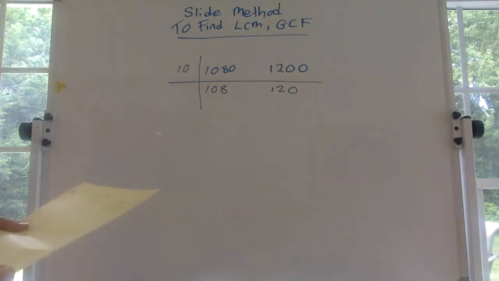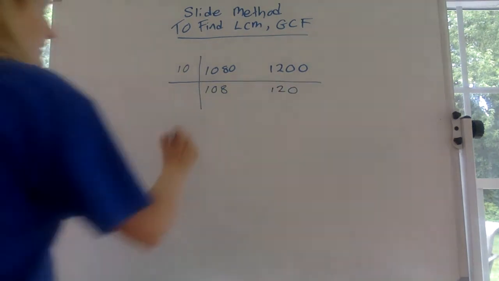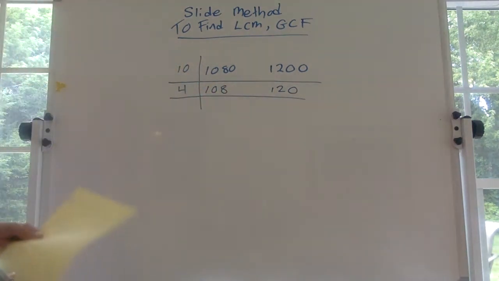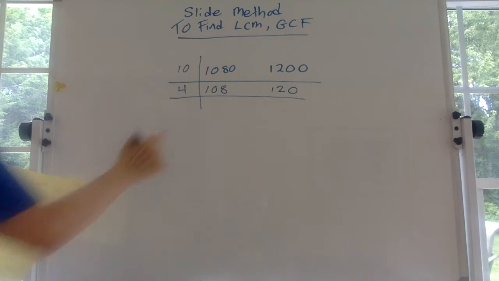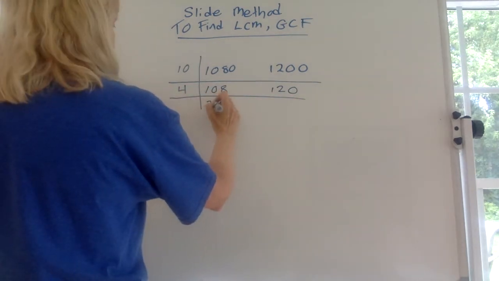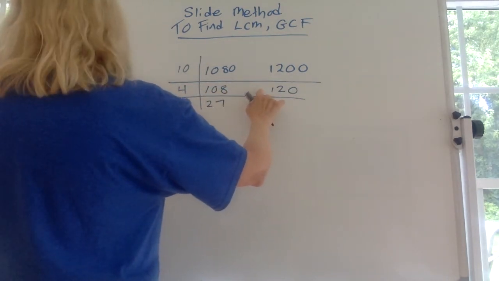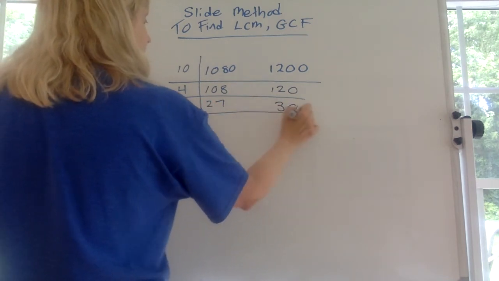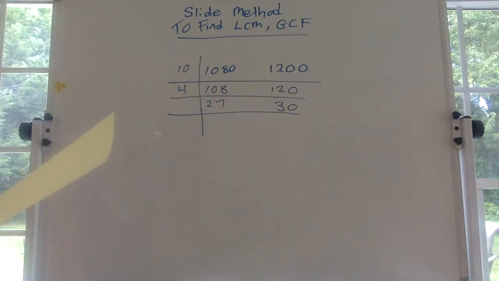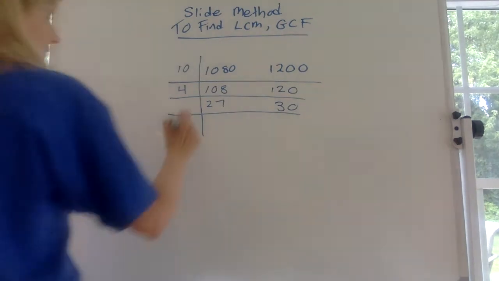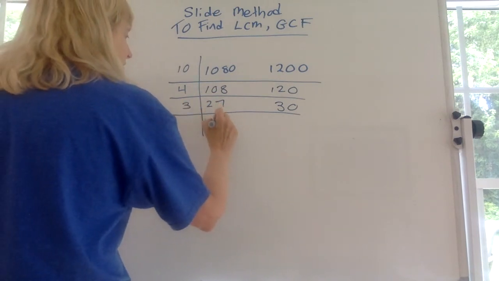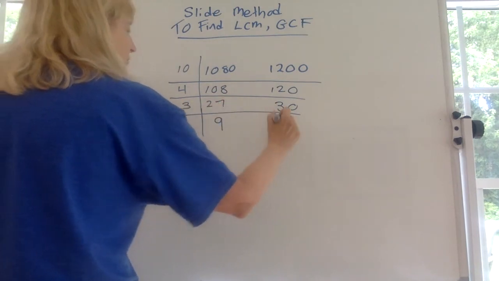120. Then I look at those two numbers and I think that 4 goes into both of those, right? So if I divide 108 by 4, I get 27. If I divide 120 by 4, I get 30. Then I look at 27 and 30, and ask, is there anything that goes into both of those two numbers? The only thing I can think of is a 3. So I write a 3 down. 27 divided by 3 is 9. 30 divided by 3 is 10.